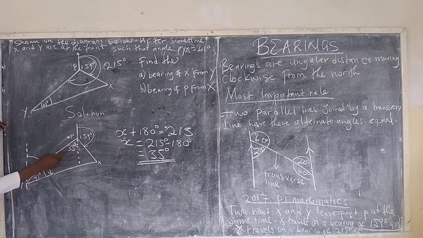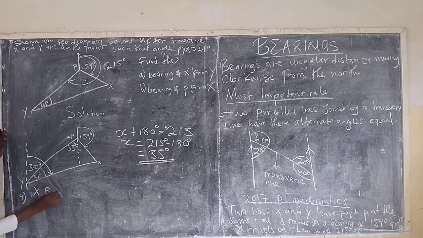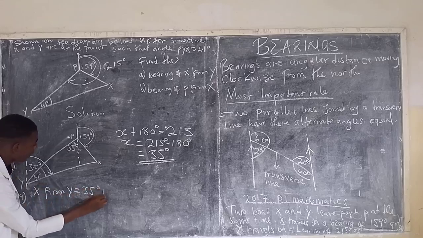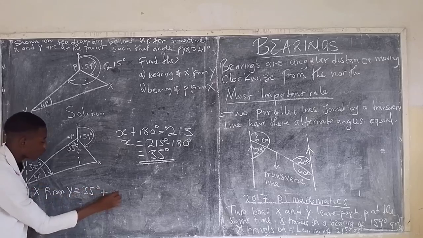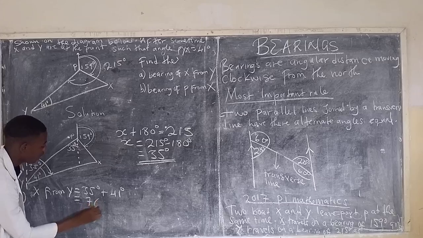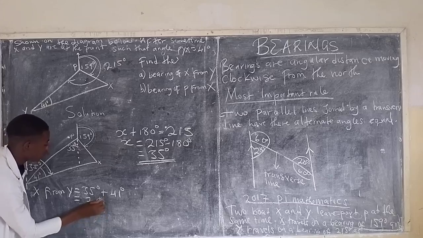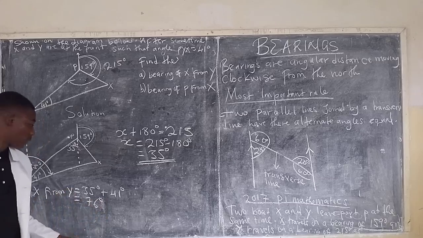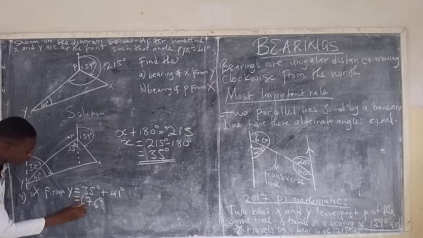As we know, if here it is 35 degrees, with two parallel lines, the angle that is here will also be there. So we have 35 degrees as well. When we have that, we can say finally our bearing of X from Y should be equal to our 35 degrees plus 41 degrees. So here we are getting 76 degrees. But bearings should always be given as 3-digit numbers. So we are going to say 076 is our bearing.